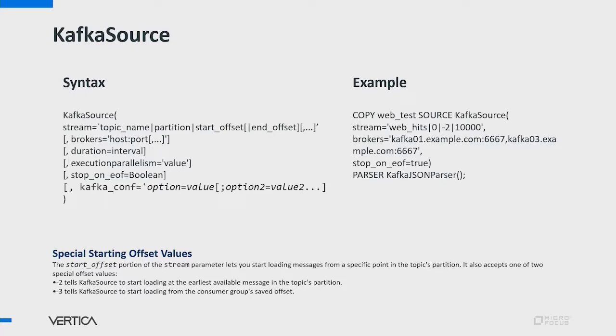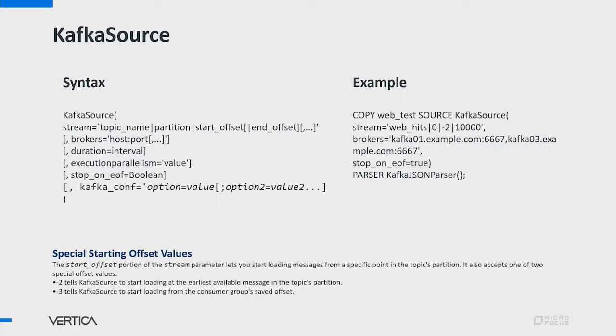If you take note of the second option, we say 0. So this is partition 0. The load starts at the earliest message in the stream, and this is identified by passing -2 as the start offset. And then finally, the load ends when it reaches the message with offset 10,000. The Kafka brokers are identified as kafka01 and kafka03.